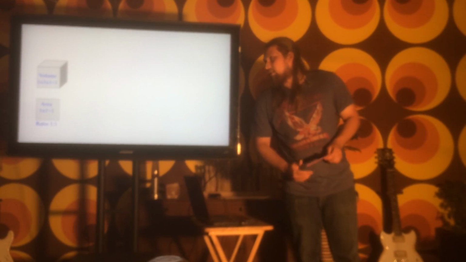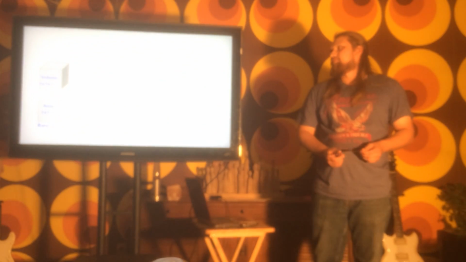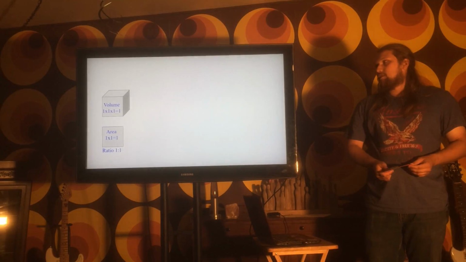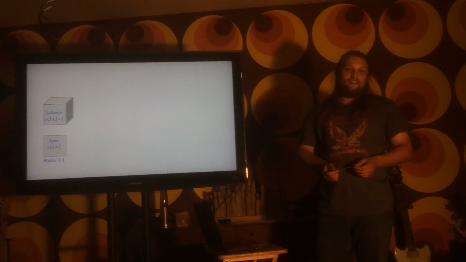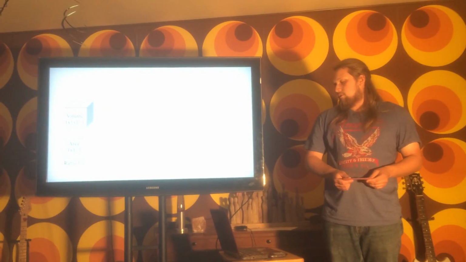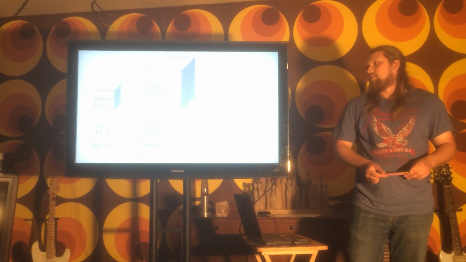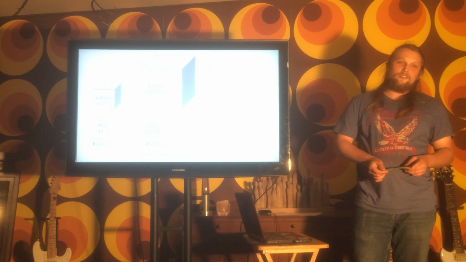A good way to visualize this is by looking at a cube. In a cube, the volume is equal to the length times width times height, but since they're all the same, it's just the length cubed. The area is equal to the length squared. So you notice that when you double the length, the volume is cubed, but the area has only squared.